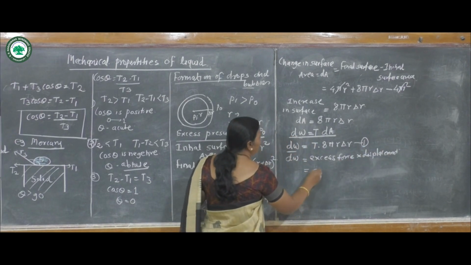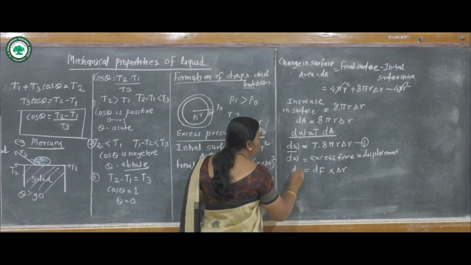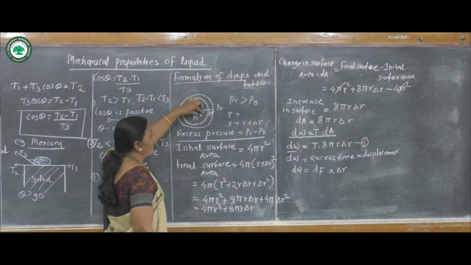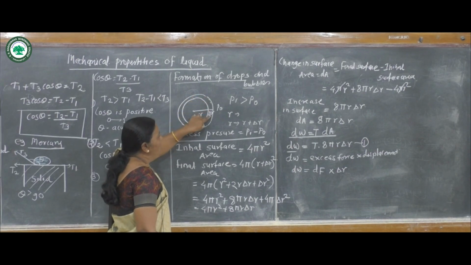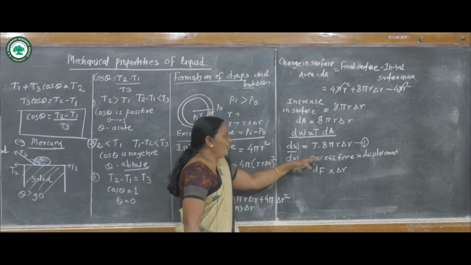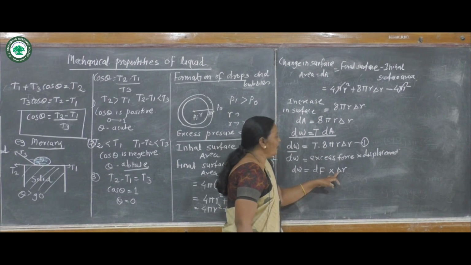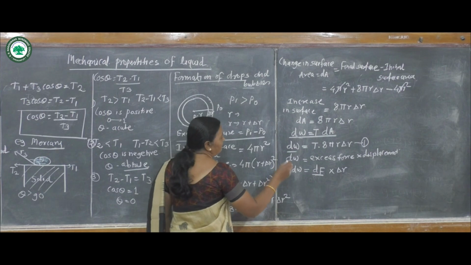Excess force can be written as dF, the displacement is delta R, and dW is the work done. See here, the initial radius of this drop is R. Now the pressure is greater inside this drop and its size increases. There is a small displacement delta R and there is work done. This work done is dW, the force is dF, and the displacement is delta R. This force can be calculated.